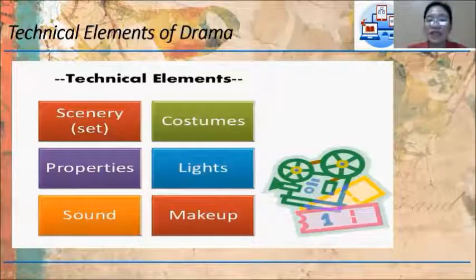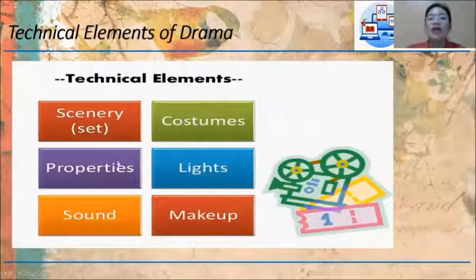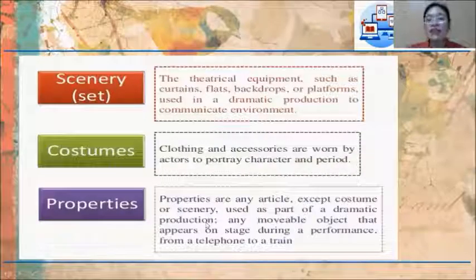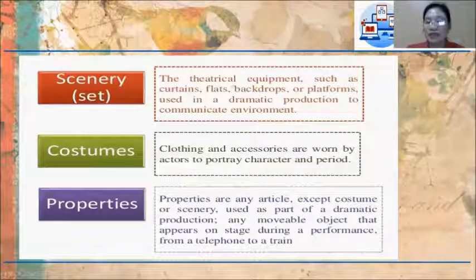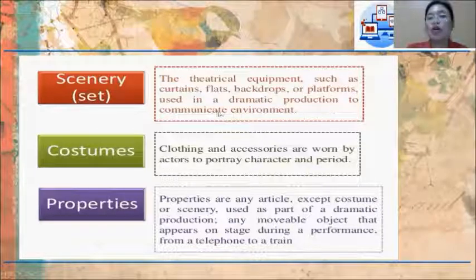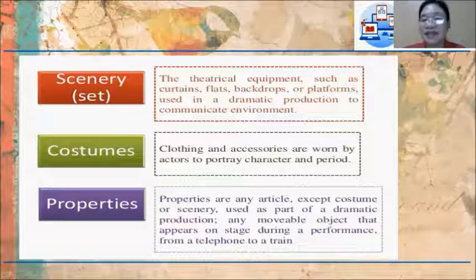Now let's move on to the different technical elements of drama. So we have scenery or the set, and we have costumes, properties, lights, sound, and makeup. Scenery is the theatrical equipment such as curtains, flats, backdrops, or platforms used in a dramatic production to communicate environment. So there should be a scenery or a set.